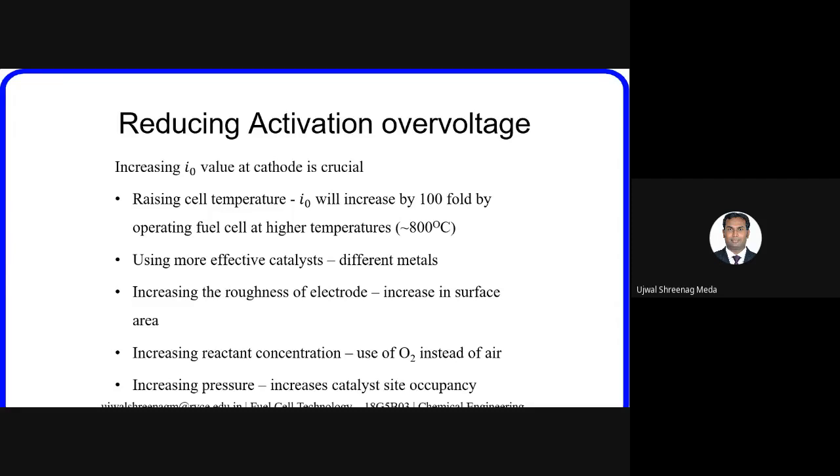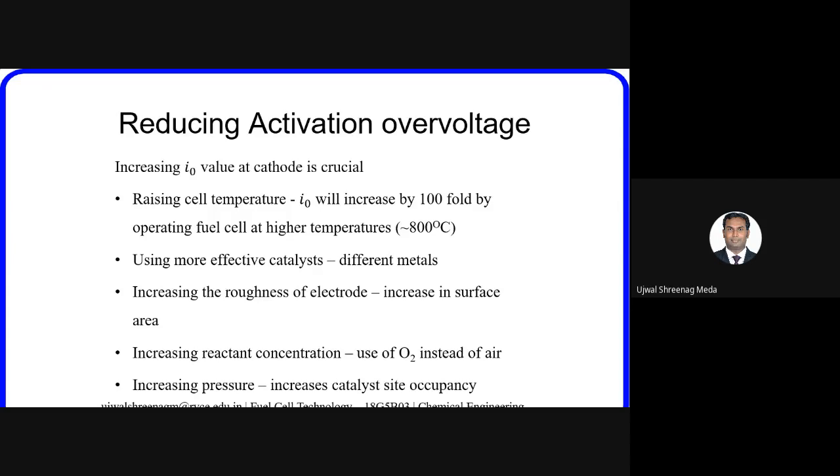So the next possibility is increasing pressure. By operating the fuel cell at a higher pressure, the occupancy of the reaction site by the reactants will increase. Because of this, to an extent, activation overvoltage or loss can be brought down. So these are the possibilities by which the activation losses can be reduced.